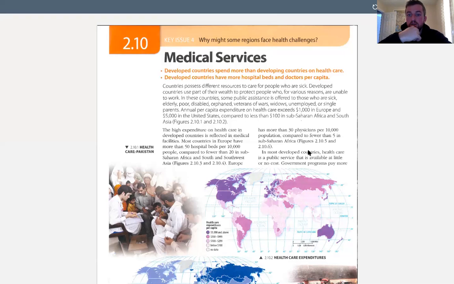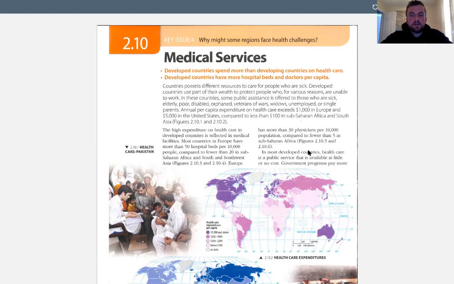And there's also a question in your notes about the United States and what essentially we could do better as a country. So, section 210, medical services. Countries possess different resources to care for people who are sick. Developed countries use part of their wealth to protect people who, for various reasons, are unable to work. In these countries, some public assistance is offered to those who are sick, elderly, poor, disabled, orphaned, veterans of wars, widows, unemployed, or single parents.